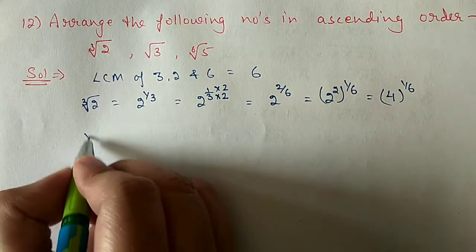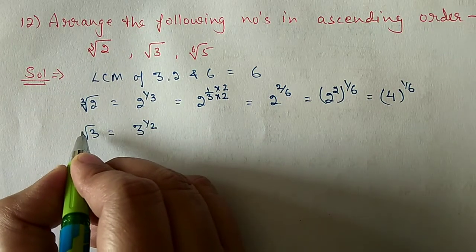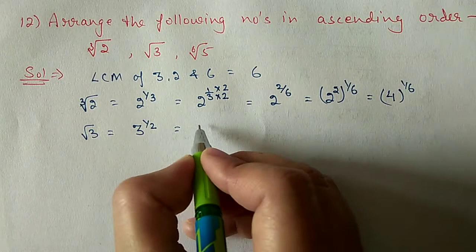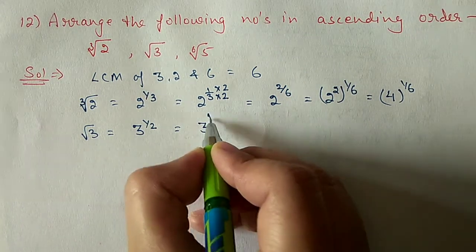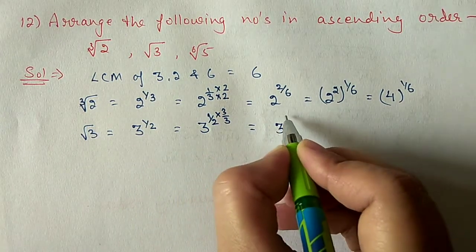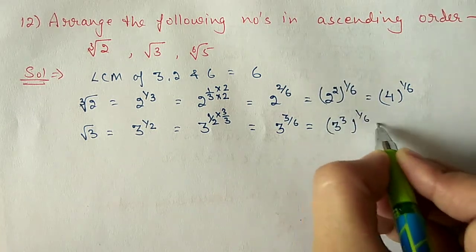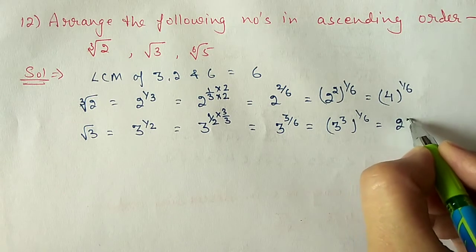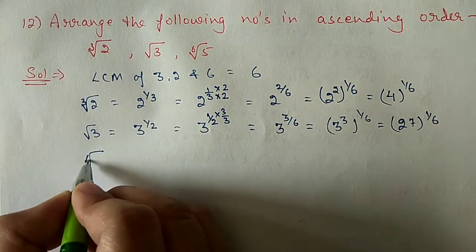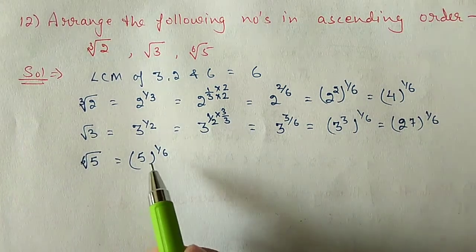Next number, root of 3, which we can write as 3 to the power 1 by 2. Here 2 was there, so it is understood: if nothing is written, it means 2 is there. Now this 2, to make 6, we need to multiply by 3 up and down. So it will become 3 to the power 3 by 6, or we can write 3 to the power 3, whole to the power 1 by 6, or 27 to the power 1 by 6. Next we have 6th root of 5, or we can write it as 5 to the power 1 by 6. Already it is in 1 by 6 form.